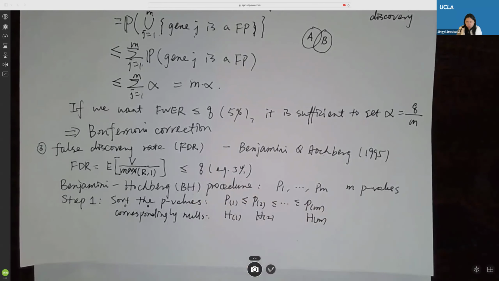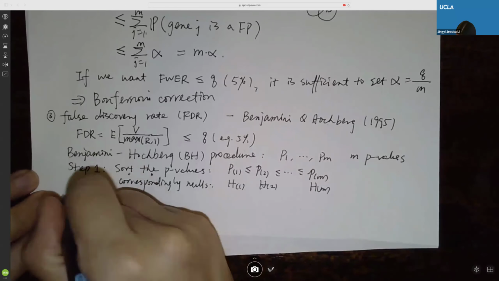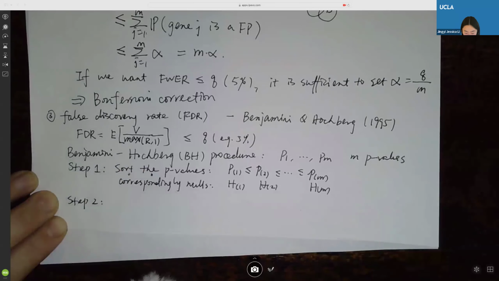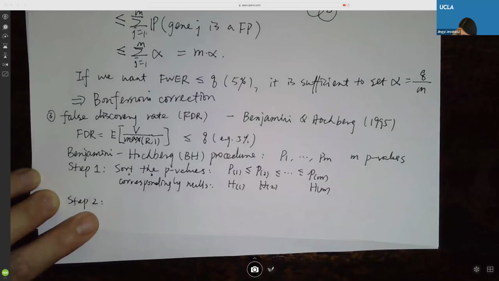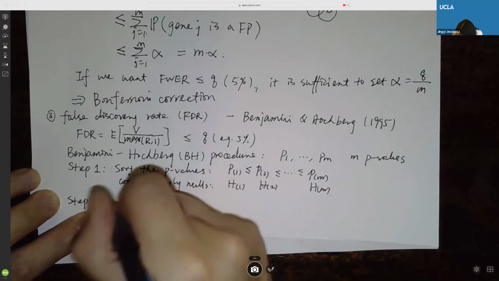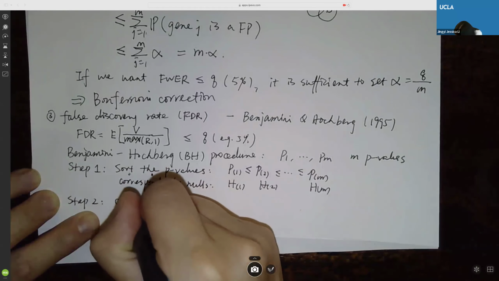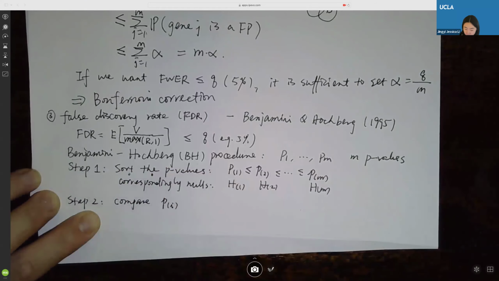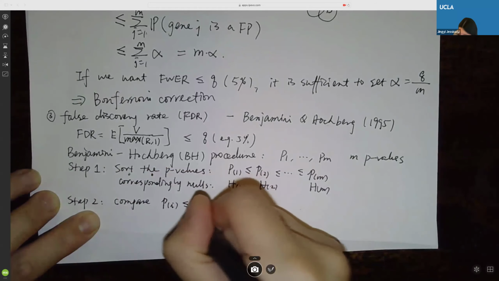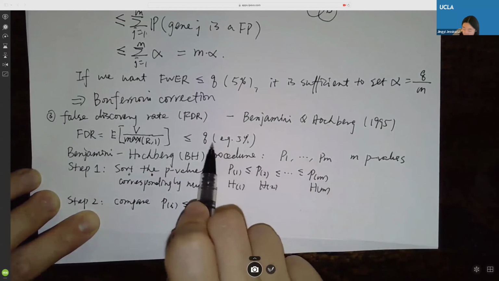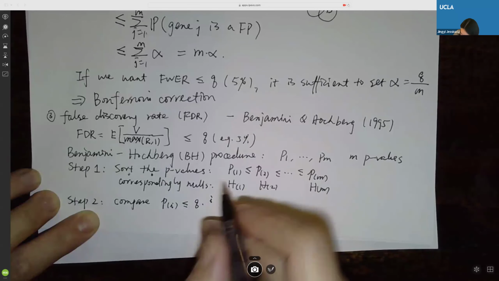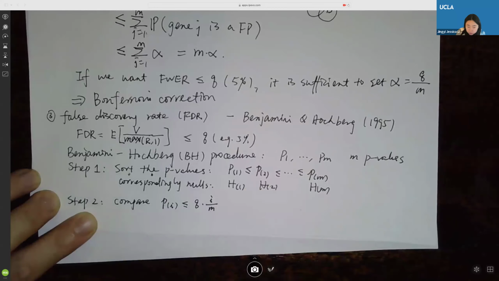And what do we do with that? So step 2 is to do this sequential check. That is, we compare the ith ordered p-value, let me just call that pi, to this changing threshold, which is the q you target times the order i over the total m.